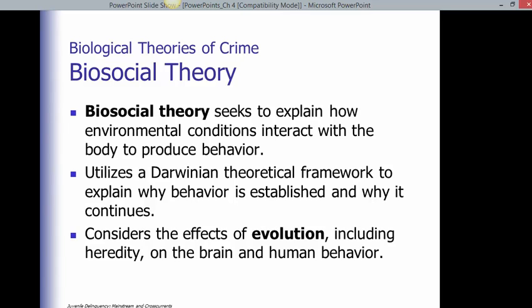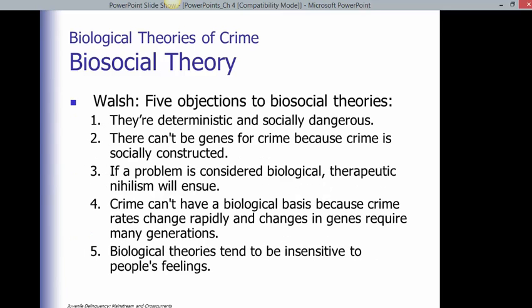Biosocial theory. This theory seeks to explain how environmental conditions interact with the body to produce behavior. It utilizes a Darwinian theoretical framework to explain why behavior is established and why it continues, and considers the effects of evolution, including heredity, on the brain and human behavior.